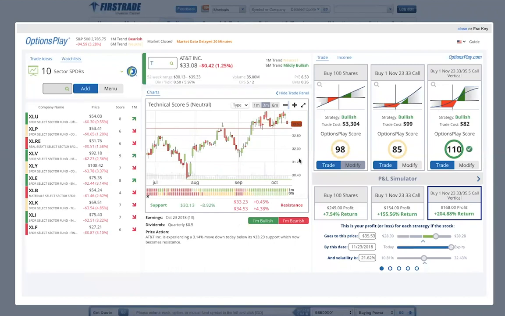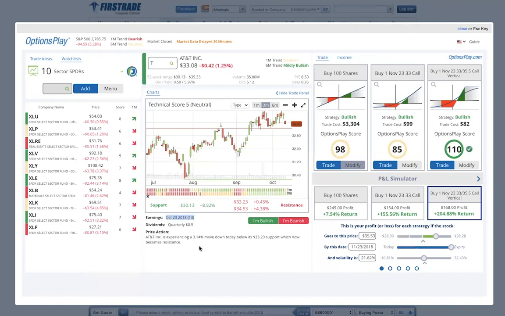And so I wanted to see, what are some possibilities on AT&T? I don't really have a view on the stock per se, but it is in a relatively weak sector. The technical score is neutral, so it's not a strong stock or a weak stock. And it's got earnings coming up in 2 weeks on October 23rd.